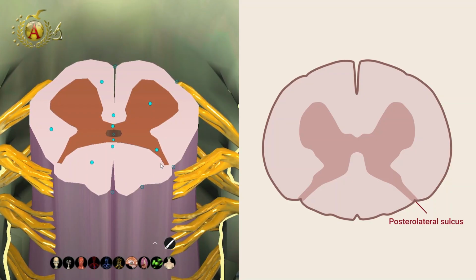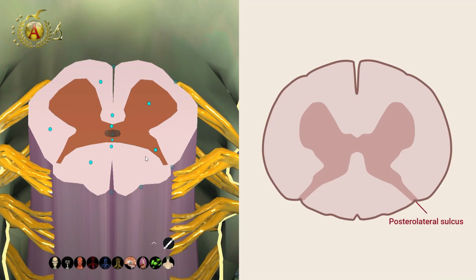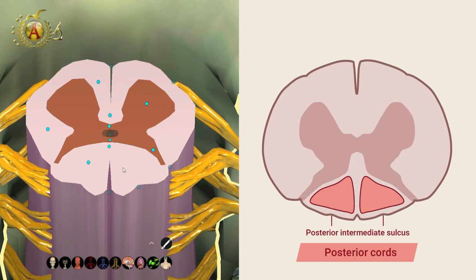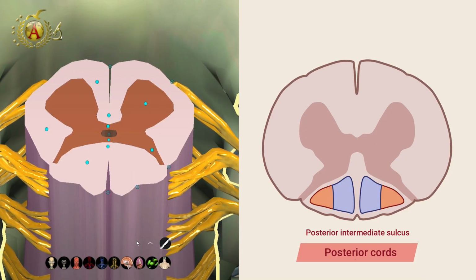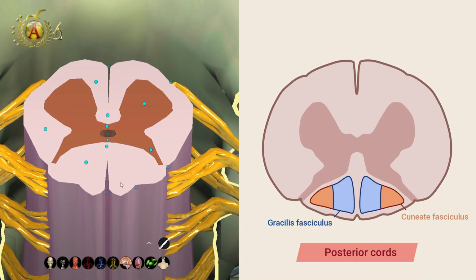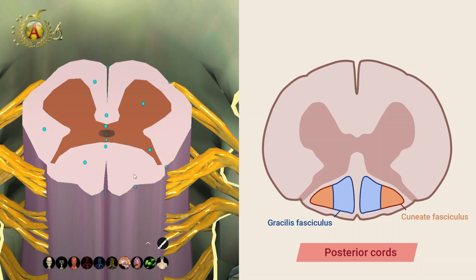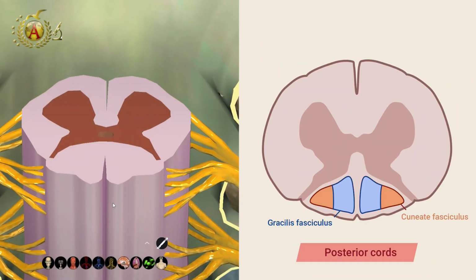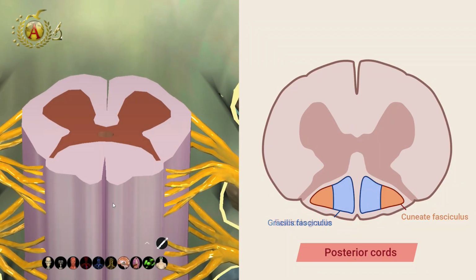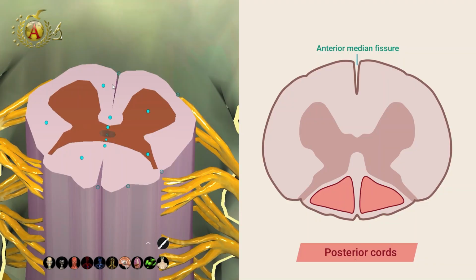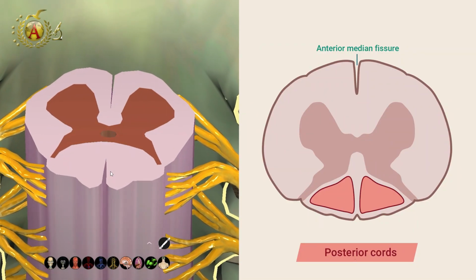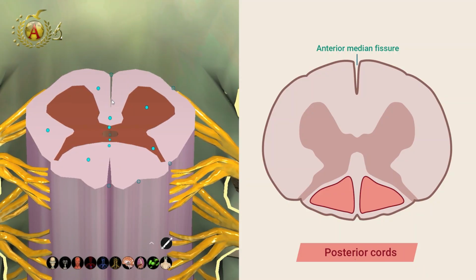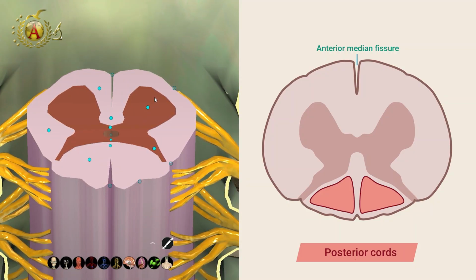Between the posterior median sulcus and the posterolateral sulcus lies a section of white matter called the posterior cord. In the upper portion, this cord is divided into two bundles by the posterior intermediate sulcus. These two bundles are called the cuneate fasciculus laterally and the gracile fasciculus medially. On the anterior side, the anterior median fissure runs along the entire length of the spinal cord and is deeper than the posterior median fissure.